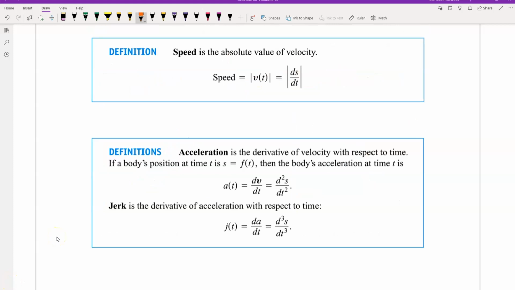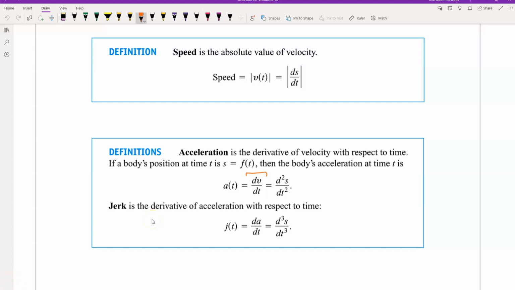And when we analyze motion, we need to consider acceleration. So acceleration is the derivative of velocity with respect to time. If a body's position at time t is equal to f of t, then the body's acceleration at time t is a of t. So this a is for acceleration, and that is equal to the derivative of v with respect to t. So that is the derivative of velocity with respect to time, and that is equal to the second derivative of s, or position, with respect to time.